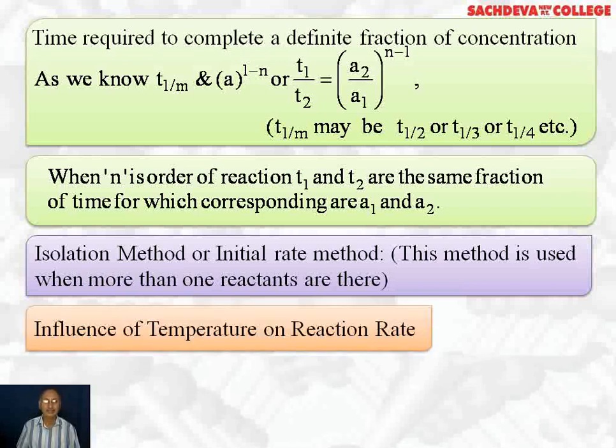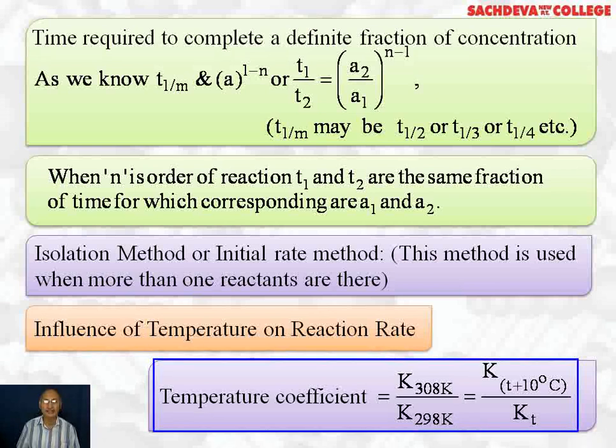Next, we are taking the influence of temperature on reaction rate. The rate of reaction in general increases with the increase in temperature because the kinetic energy of the molecules increases and a greater number of molecules undergo effective collisions. Hence, rate of reaction increases. Effective collision means those collisions which lead to the formation of product molecules.